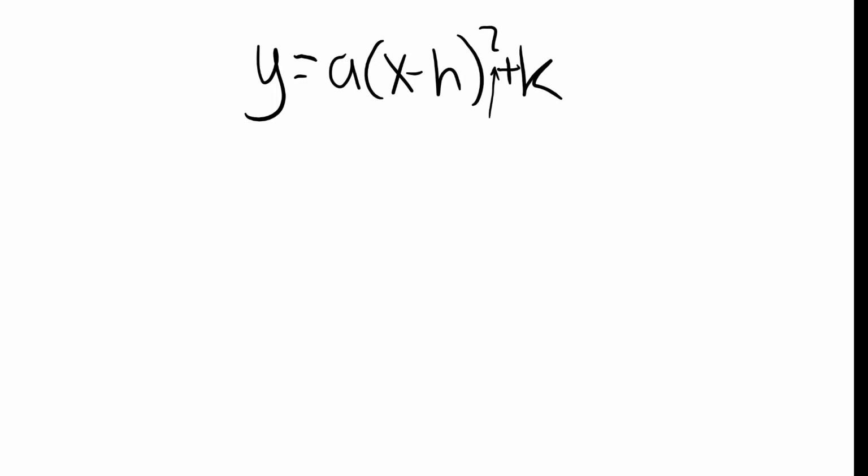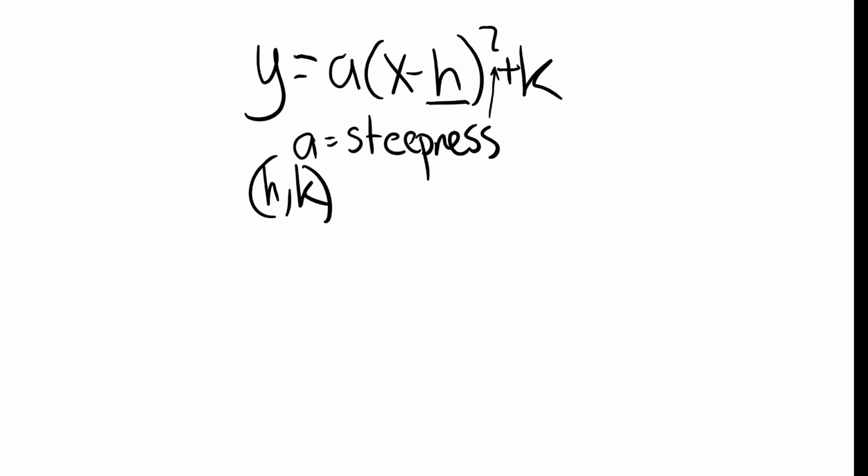The other pieces you need to know is a is what we were calling like the steepness when I was drawing those graphs. So I'll just call it the steepness here. It's also called the amplitude, which is why they use a for it. h comma k, so this number and this number, actually give us our vertex. And that's why this is called vertex form.